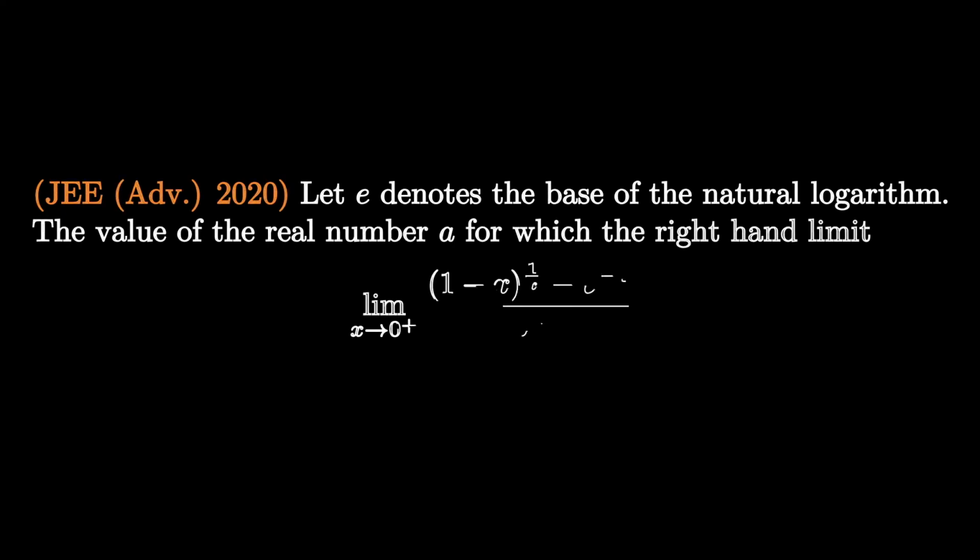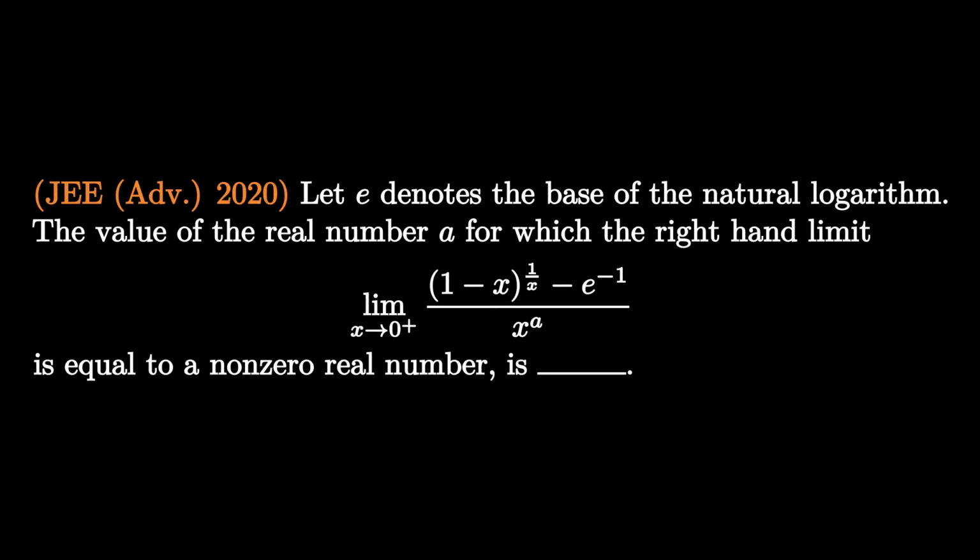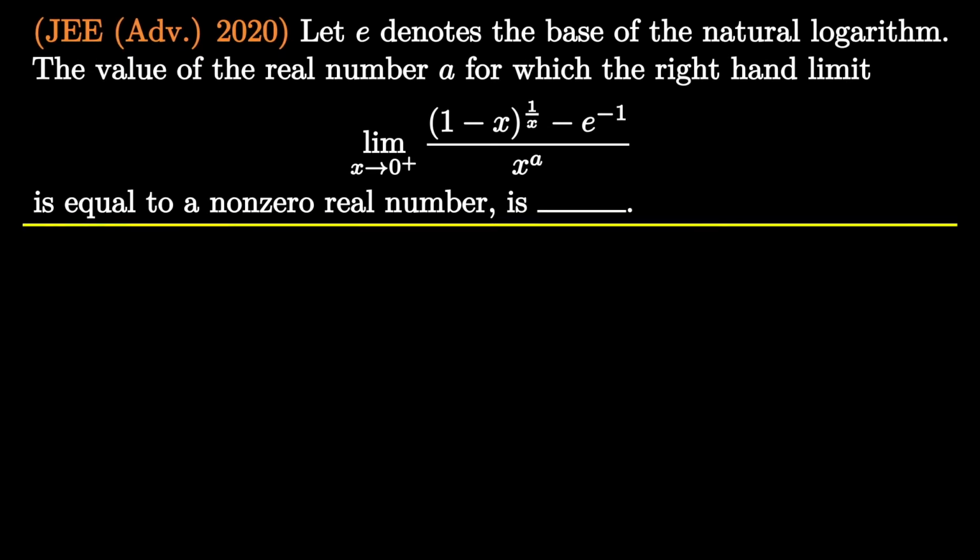Hello and welcome. Today we are going to solve the last problem in the series of 8 problems of JEE Advanced 2020 Paper 1. Today is the day for a problem on limits. E denotes the base of the natural logarithm and we need to find the value of the real number a for which the limit as x tends to 0 plus of ((1 minus x) to the power 1 by x minus e inverse) upon x to the power a is equal to a non-zero real number.